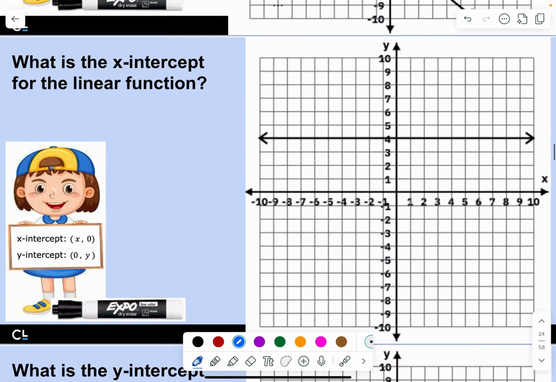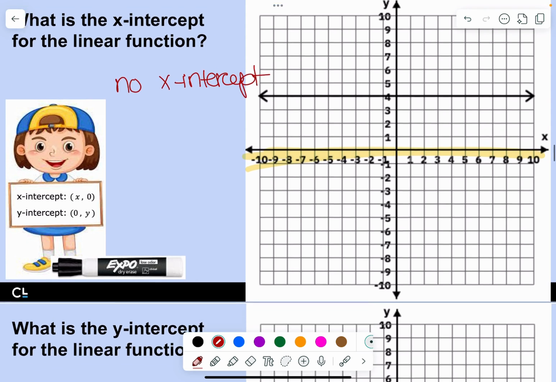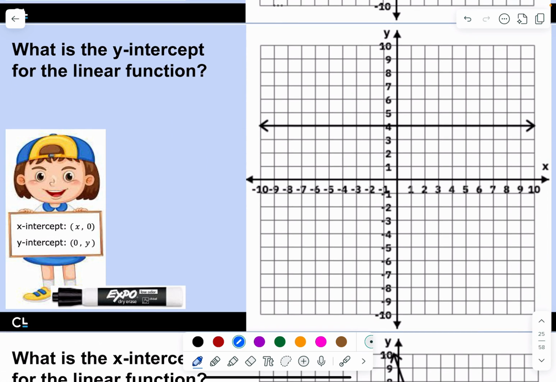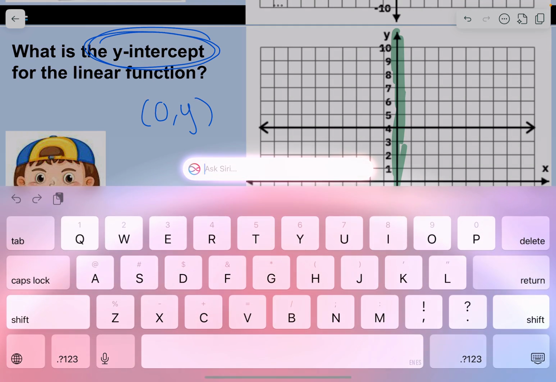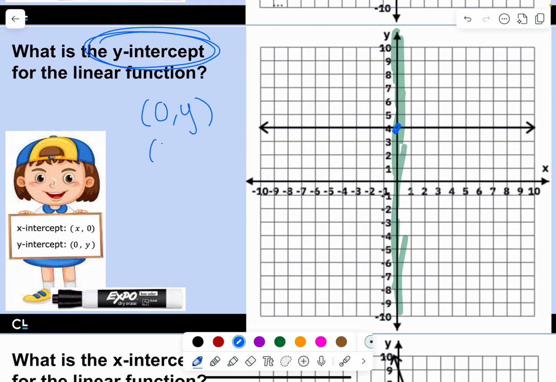Now, for this one, my x-axis is right here, and my line is right here. There is no x-intercept here. They do not touch, so no x-intercept. Okay? But if I was asking about the y-intercept, if I'm looking at the y-axis, and it's 0, y, I have 4 right here. 0, 4.